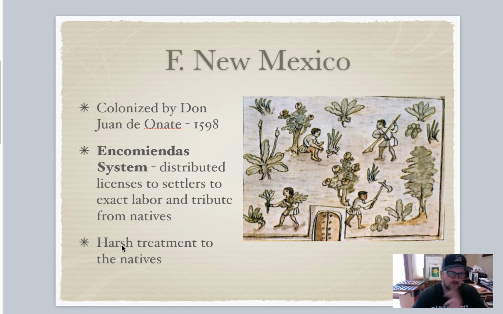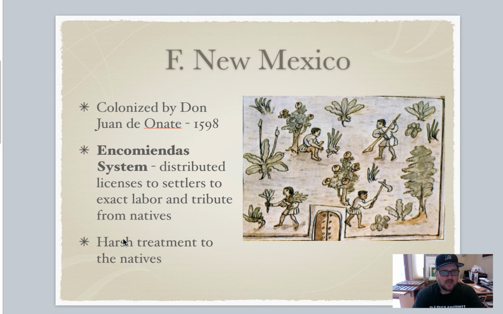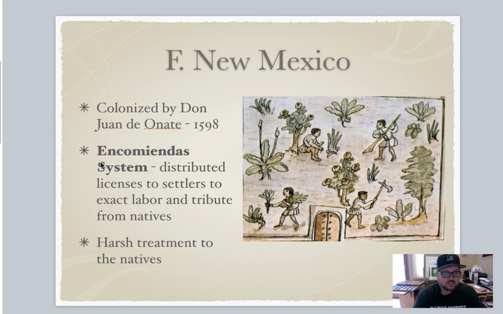Okay, let's get to New Mexico. It was colonized as an agricultural base. And it's not going to be the first area that uses this system, but it will be really utilizing this. And this is where the AP will come into play with this terminology, the encomienda system. It is basically a forced labor system. What it did is that the Spaniards will distribute licenses to other Spanish royalty, and it will allow the Spanish royalty to basically extract labor from, in this case, the Pueblo Native Americans. So this is going to be a forced labor system.